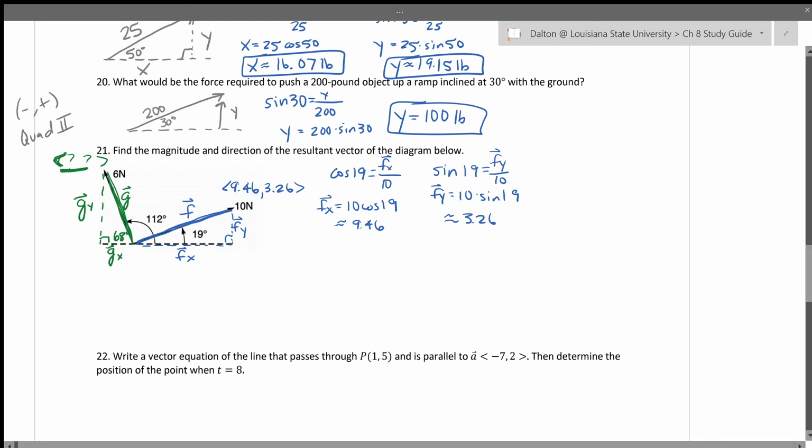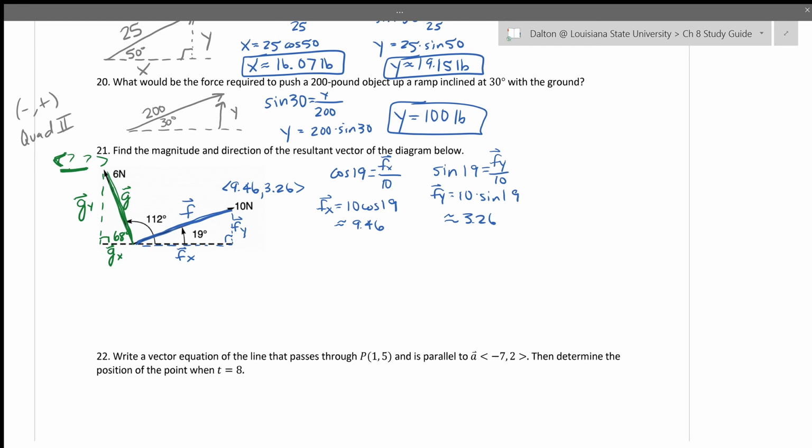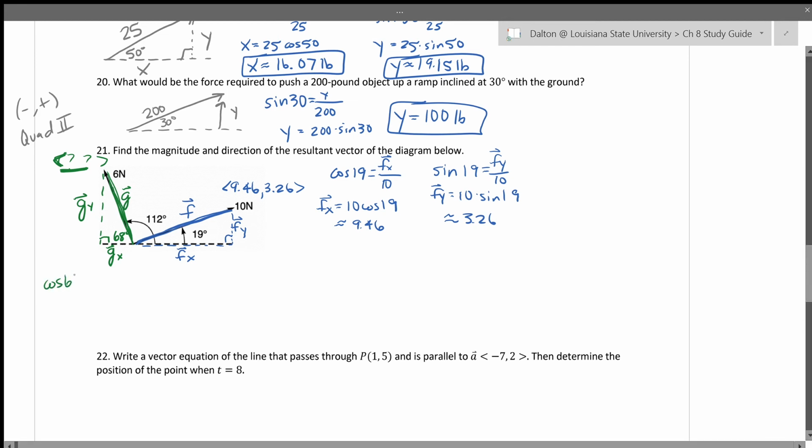So we're going to do the same steps as we did to find the x and y components of vector f. I'm going to take the cosine of my angle, 68 degrees, adjacent over hypotenuse, it's going to be vector g sub x. The hypotenuse, again, is going to be the force of that vector, which is 6. So then the vector g sub x will be 6 times the cosine of 68, which would be approximately 2.25. So that's the x component. Again, since I'm in the second quadrant, that's going to be negative 2.25.